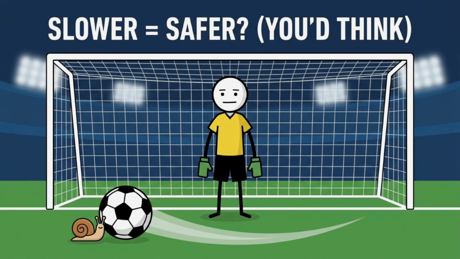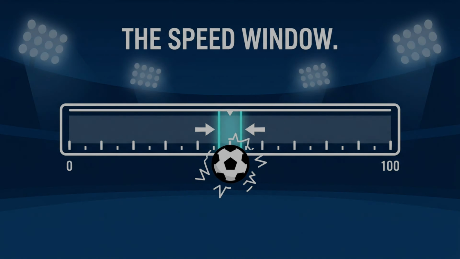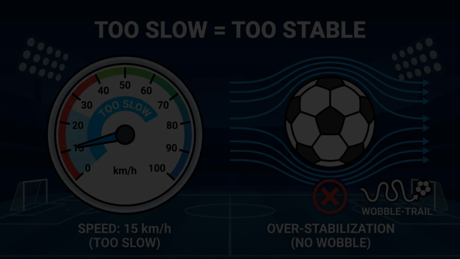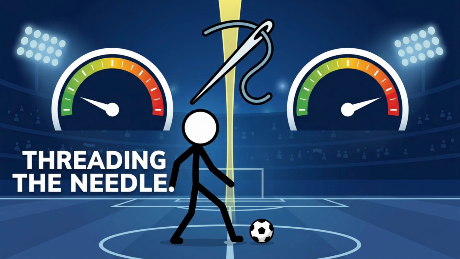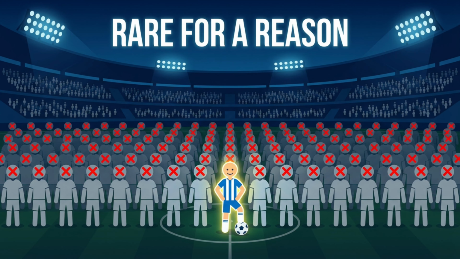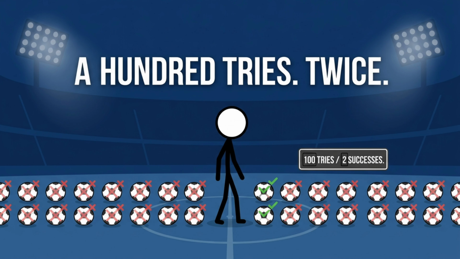Speed is the trigger. You'd think slower is safer for a knuckleball. No, the wobble effect actually depends on hitting a very specific speed window. Too fast, and the airflow becomes too chaotic to create a clean knuckle effect. Too slow, and the ball stabilizes too much. Elite players are basically threading a needle. They need just enough power to keep the ball moving fast, but not so much that they lose that unstable, seam-driven wobble. This is why knuckleball free kicks are rare. Most players can't consistently hit that speed and spin combo. You know the type, the ones who try it in training 100 times and only pull it off twice.